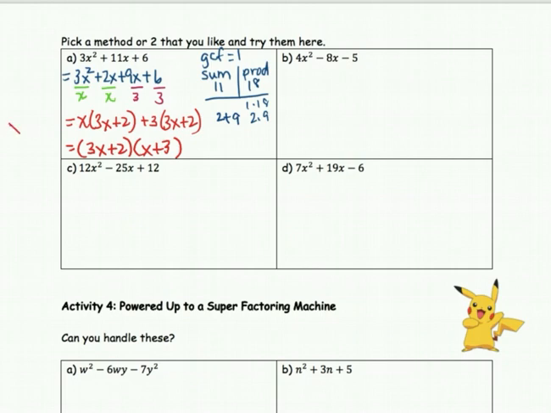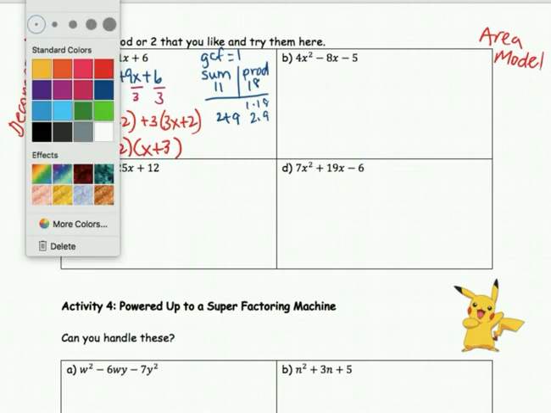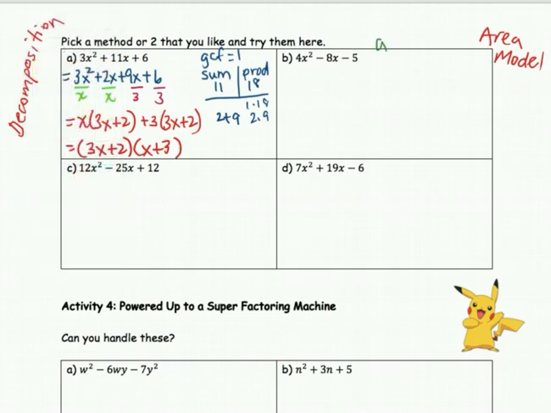Should I write that here? Decomposition. Okay, so I'm going to do the area model for this corner. Step 1, GCF. Nope, just a 1. All right, product sum.